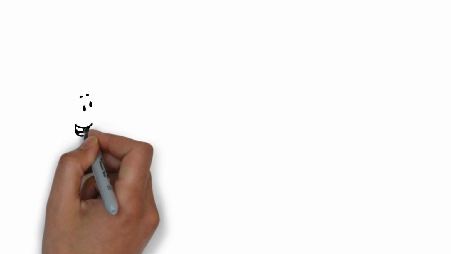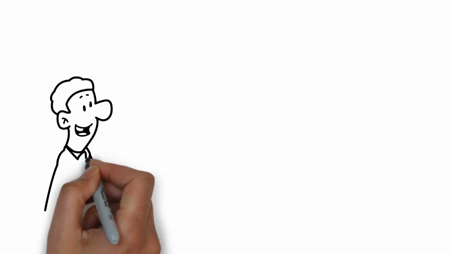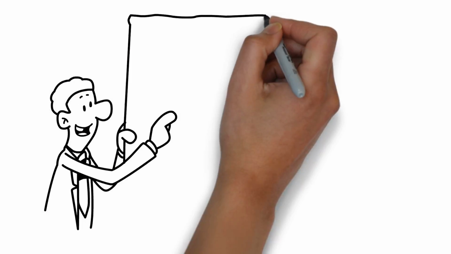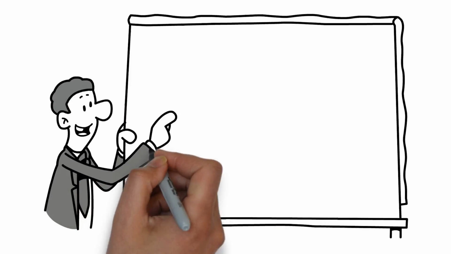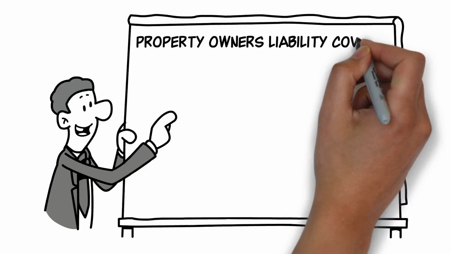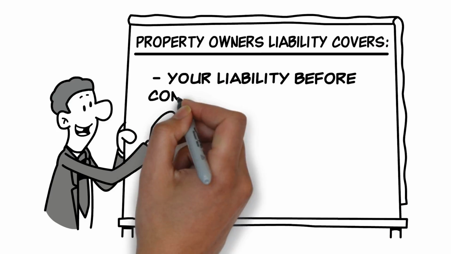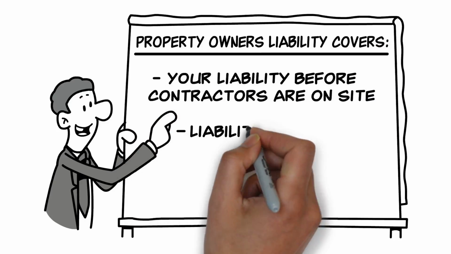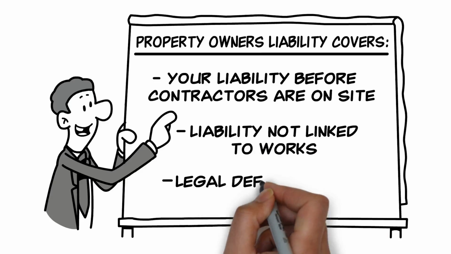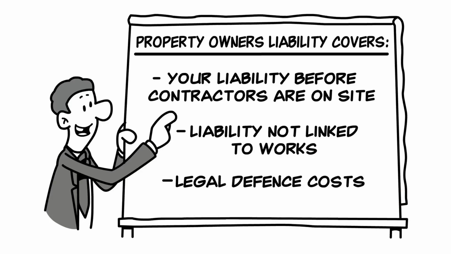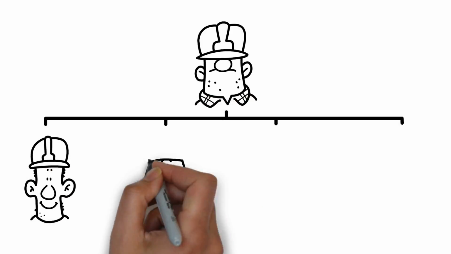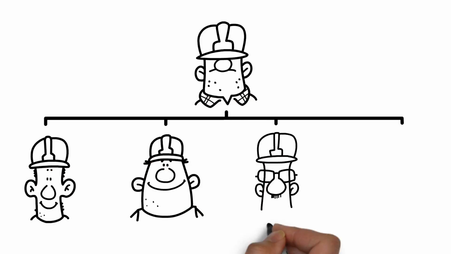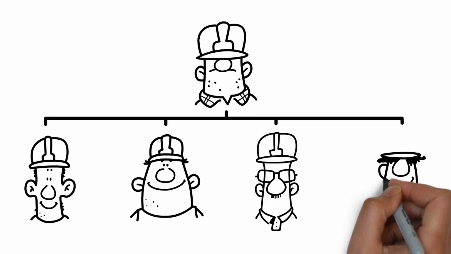Property owner's liability is a cut-down version of the full public liability that your contractor should hold. It provides cover for you as the owner of the property undergoing works and the site it sits on. It covers you before the contractor gets on site and for any liability not linked to the works. Property owner's liability presumes you're using a single contractor who controls the site and who employs the subcontractors used during the contract.